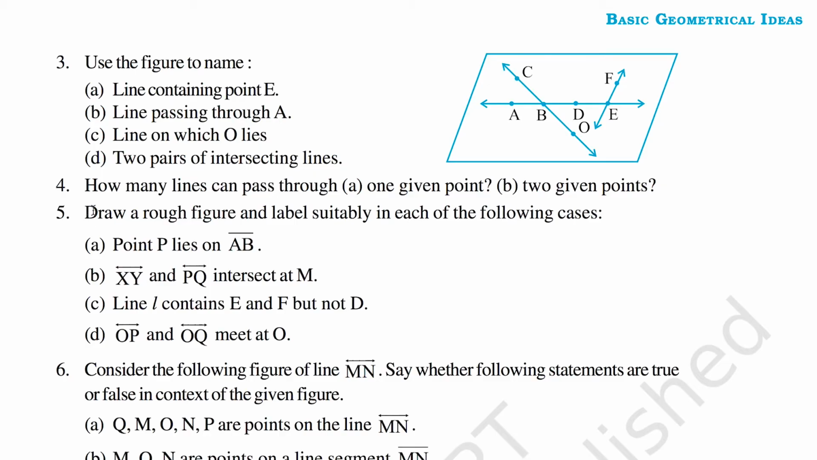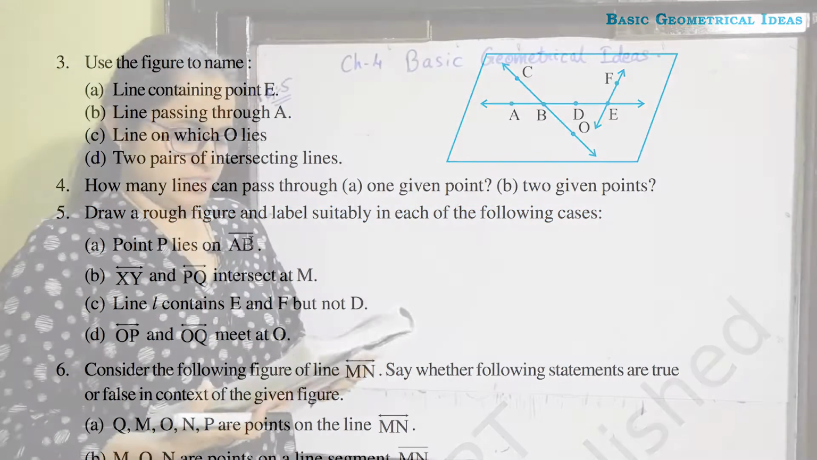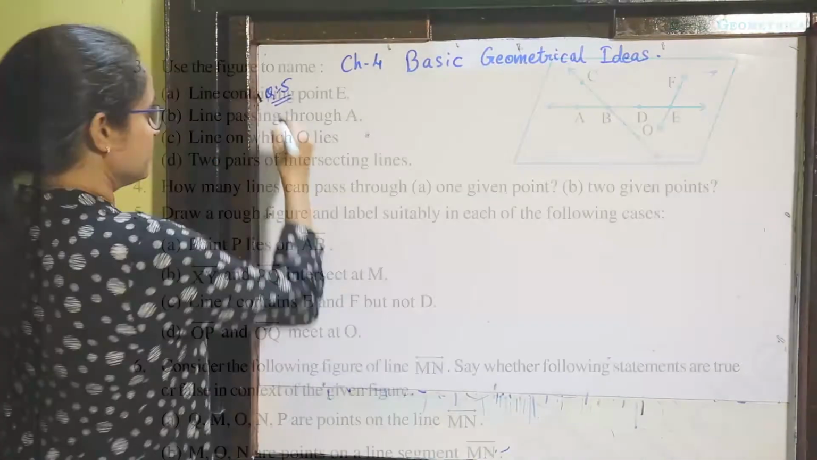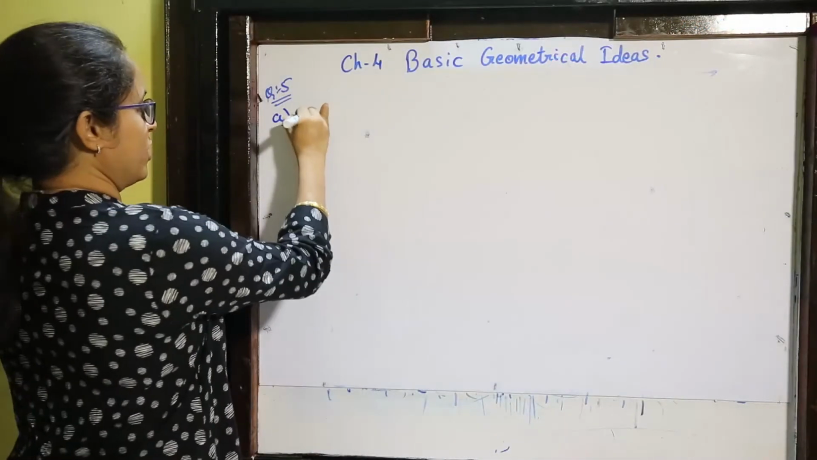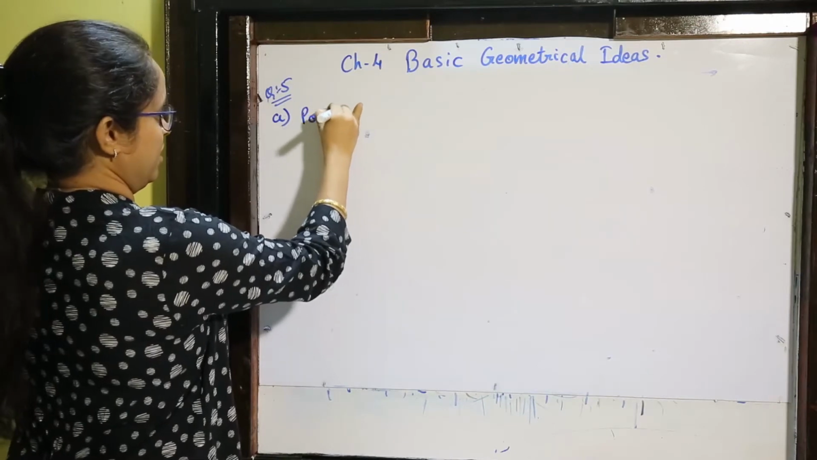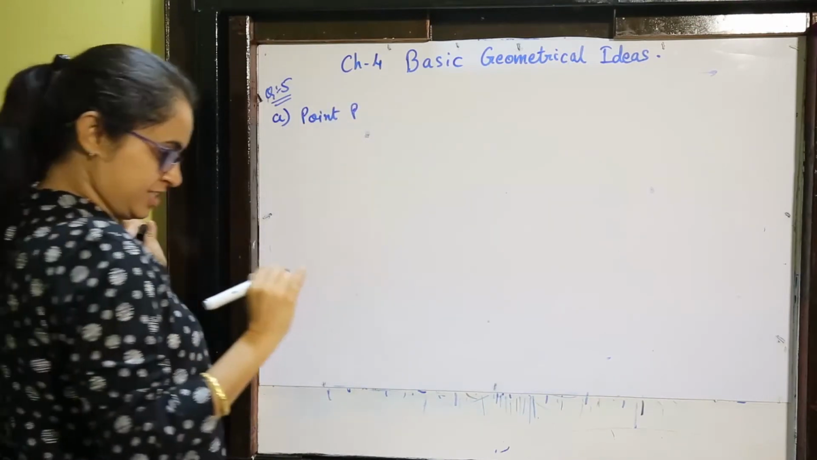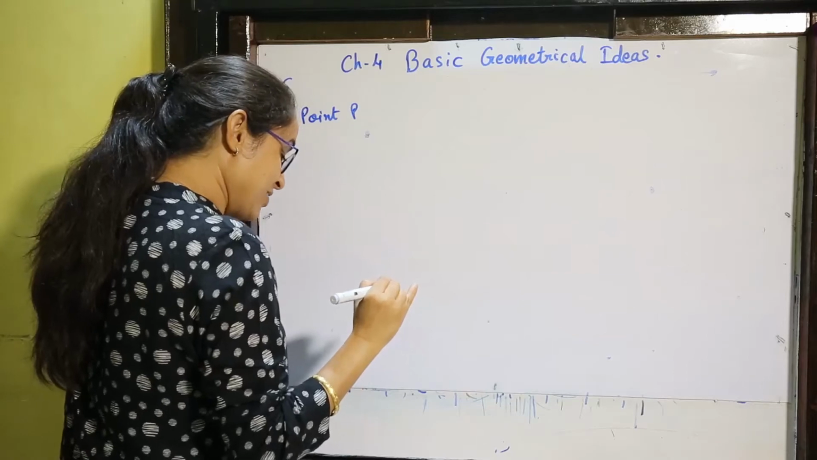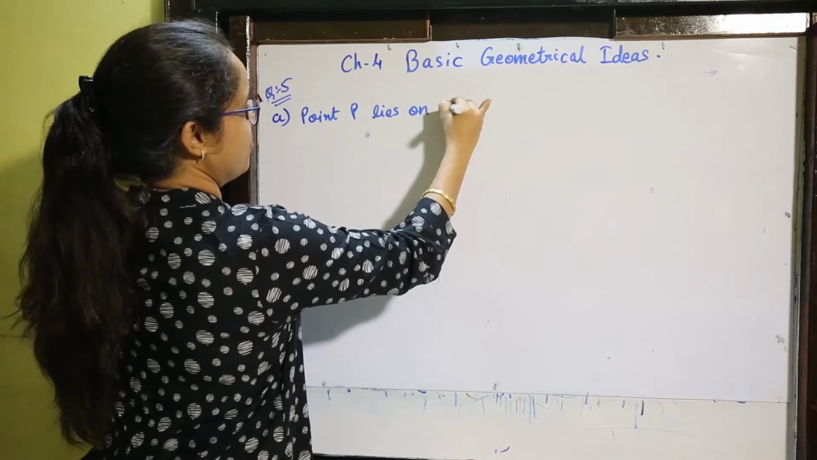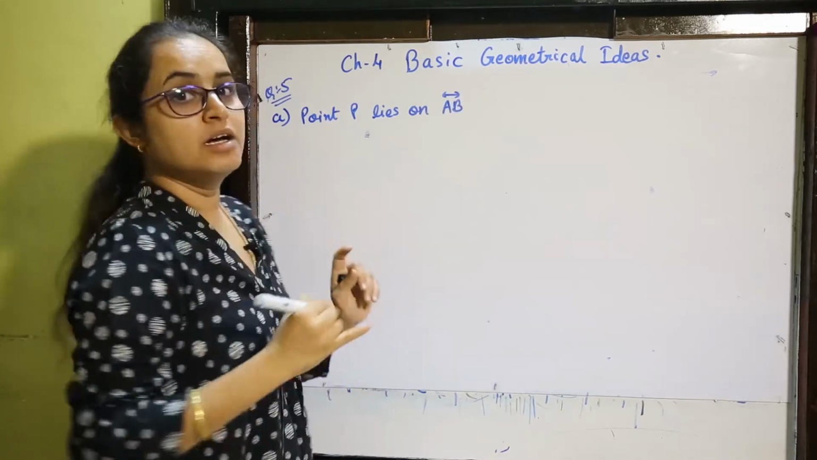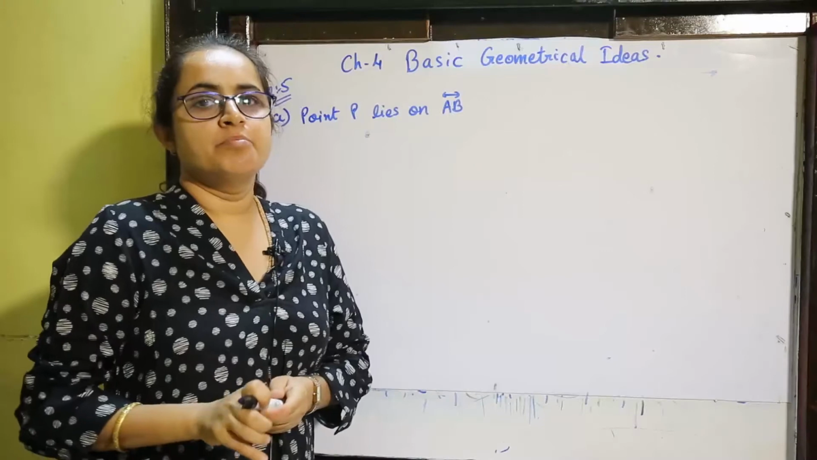Question number 5. Now I am reading question number 5 for you. Draw a rough figure and label suitably in each of the following cases. Now first is A. You have to draw a rough figure. We are not drawing a rough figure, we are drawing a fair figure, because I hate rough figures. I don't like to draw rough figures. We need to draw a fair figure with the scale and pencil.